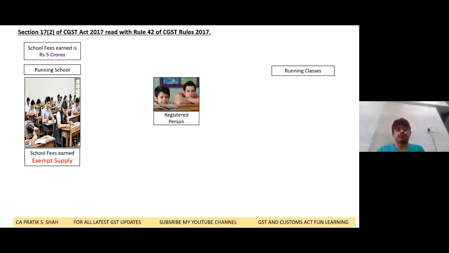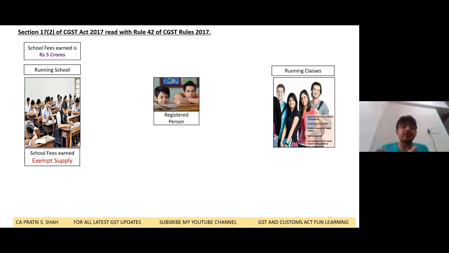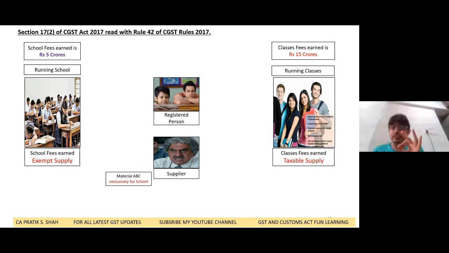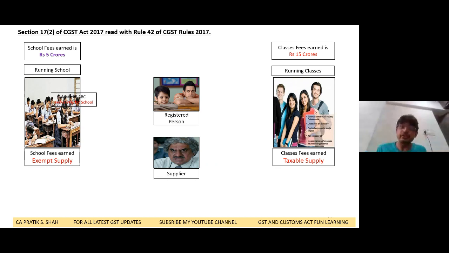But at the same time, Amir is running classes also. Now classes is not doing any favor. This is a pure business. So classes fees earned is taxable. So the person is earning exempt income also, and taxable income, say 15 crore. Now listen, from this supplier, he purchased material ABC exclusively for school. Means what? This material is purchased for the use of exempt income. GST paid is 10,000 rupees.